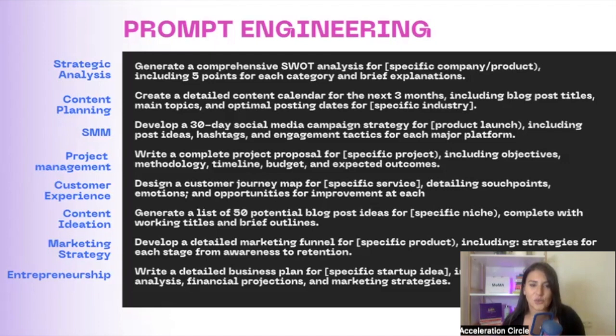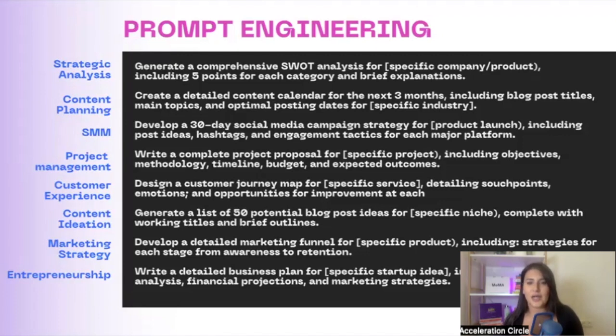Develop a 30-day social media campaign strategy for a real estate agency based somewhere. Just be very precise, very specific, including post ideas, hashtags, and engagement tactics for each major platform. In this case, you can even add: please add areas that intersect with real estate. For example, what can intersect with real estate in a particular city, even the location, right?